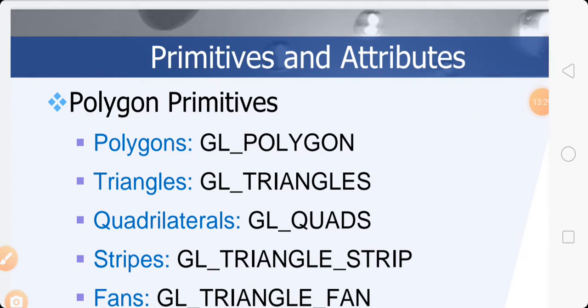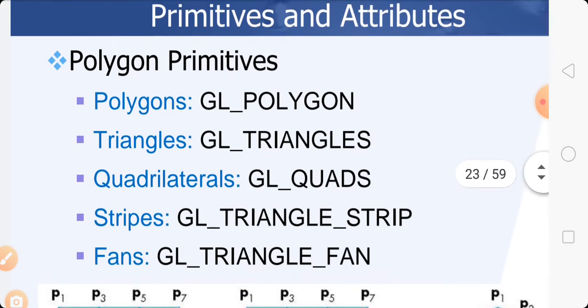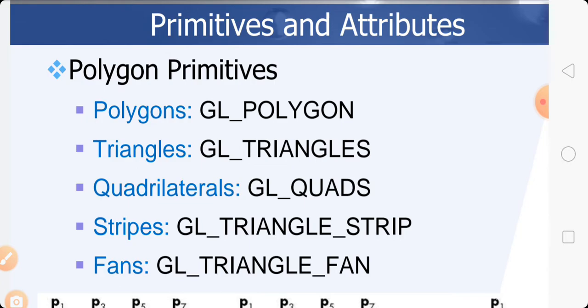Polygon primitives are polygons, triangles, quadrilaterals, strips, and fans. Which are the points? GL_LINES, then GL_LINE_STRIP, GL_LINE_LOOP. Now polygon, GL_POLYGON; triangles, GL_TRIANGLES; quadrilaterals, GL_QUADS; and strips, GL_TRIANGLE_STRIP; fans, GL_TRIANGLE_FAN.